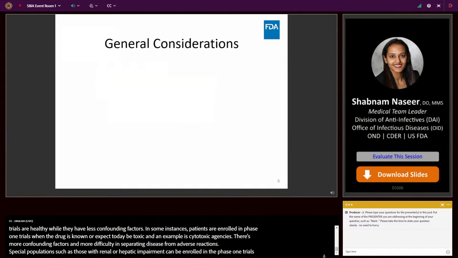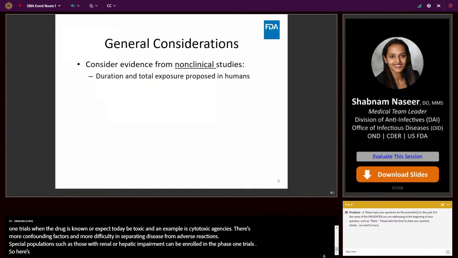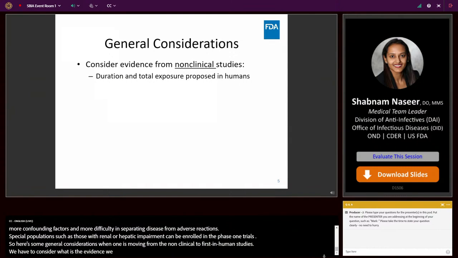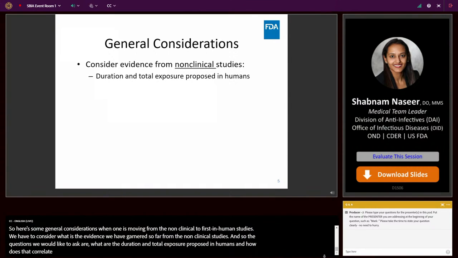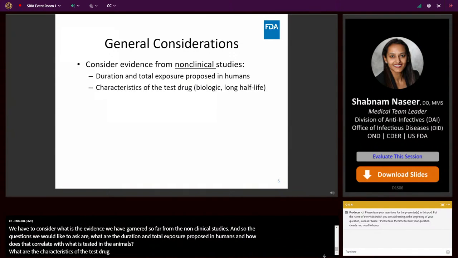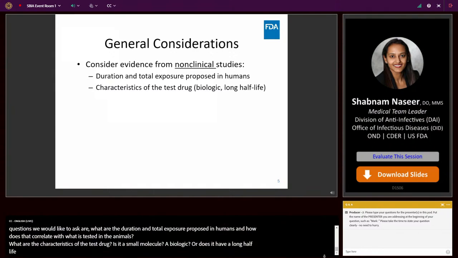So here are some general considerations when one is moving from the non-clinical to first-in-human studies. We have to consider what is the evidence we have garnered so far from the non-clinical studies. And some of the questions we'd like to ask are, what are the duration and total exposure proposed in humans, and how does that correlate with what was tested in the animals? What are the characteristics of the test drug? Is it a small molecule, a biologic, or does it have a long half-life? What is the disease being targeted for treatment? Because that would be taken into consideration in the benefit-risk assessment.